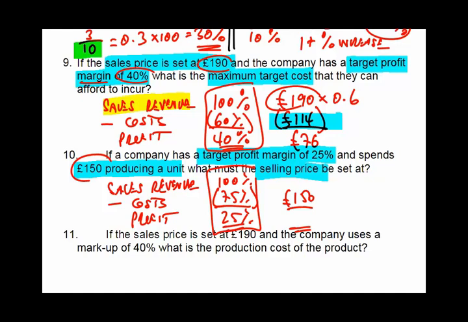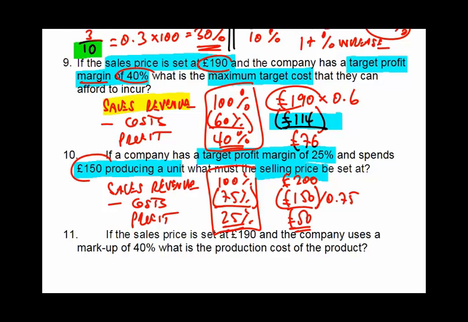Well, to go the other way, to go from the cost to the revenue, we need to divide by 75%, or divide by 0.75. Now, if you do 150 divided by 0.75, I get £200 as what the selling price must be. Now let's see if that works. £200 less £150 will leave me a profit of £50.